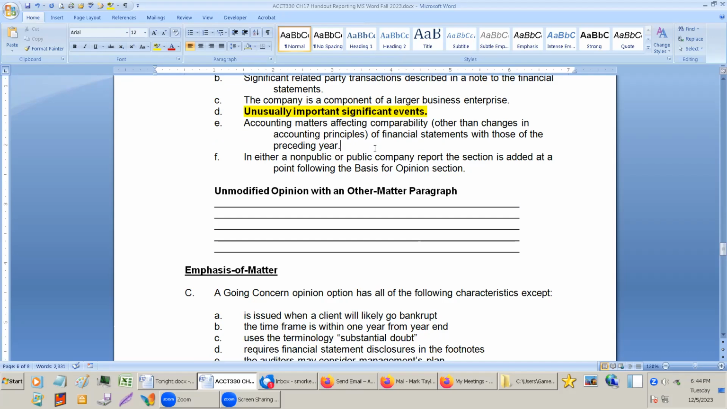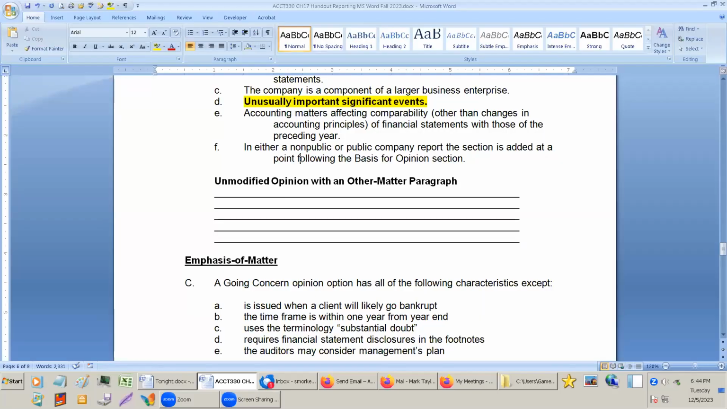Accounting matters affecting comparability. For instance, let's say that they went on a building spree and they've built 5 new factories. They've doubled their production in the last year or so. You might put that in there and say, look, by the way, this company is way bigger than it was a year ago or 2 years ago. It isn't that they've changed methods or anything. They're using the same methods, but it's a much bigger company. Maybe they've taken on more debt or whatever it is. The accounting rules haven't changed, but with a company that's twice as big, comparing the financial statements is a little trickier. Okay.